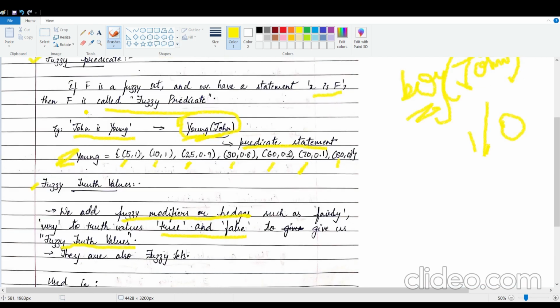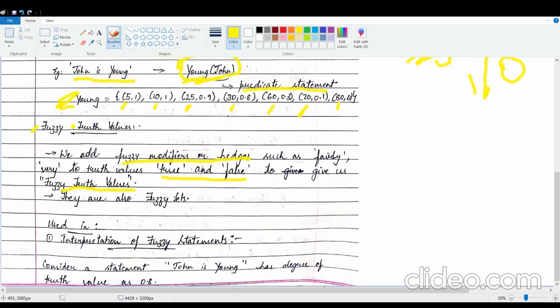And just like your fuzzy predicates, your fuzzy truth values are also fuzzy sets. So where are these used? We'll try understanding this with an example, but before that, let us look at where these fuzzy truth values are used. We have a couple of applications. Only one of them is in your syllabus, and that is on your screen: interpretation of fuzzy statements.